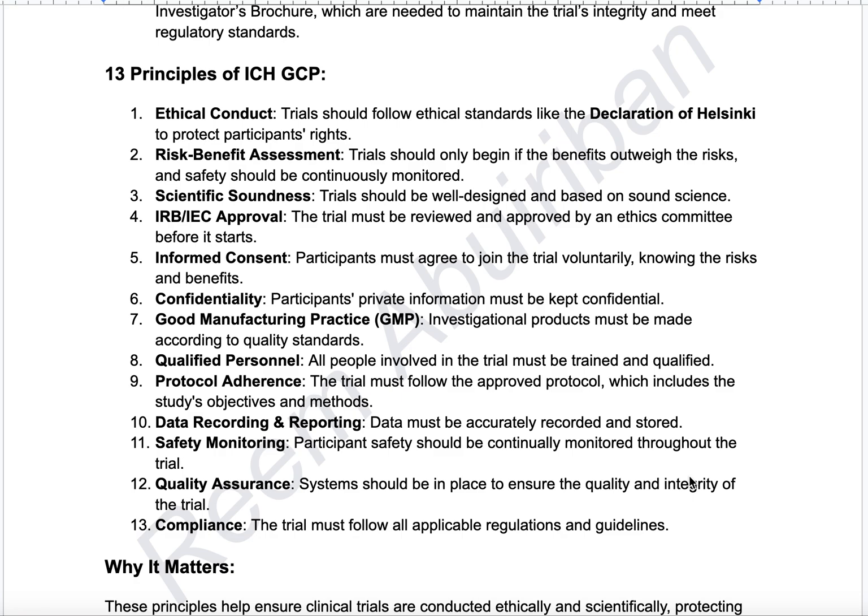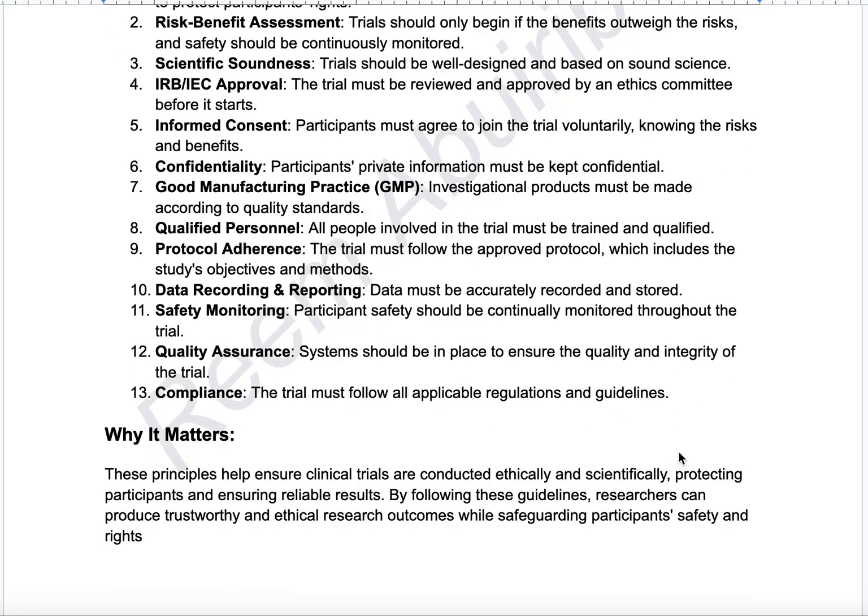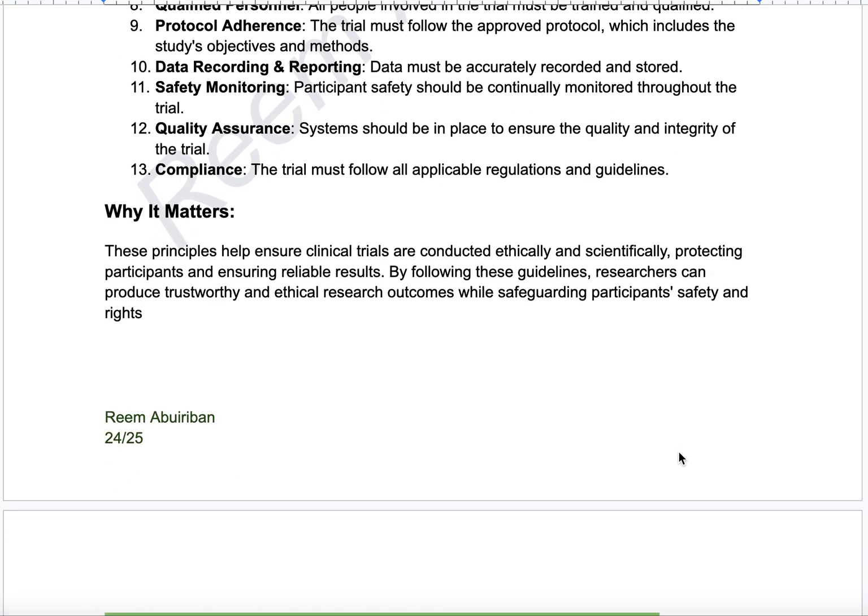Quality assurance. A system should be in place to ensure the quality and the integrity of the trial. Compliance. The trial must follow all the applicable regulations and guidelines. Why it matters: these principles help ensure clinical trials are conducted ethically and scientifically, protecting the participants and ensuring reliable results. By following these guidelines, researchers can produce trustworthy and ethical research outcomes while safeguarding participant safety and rights.